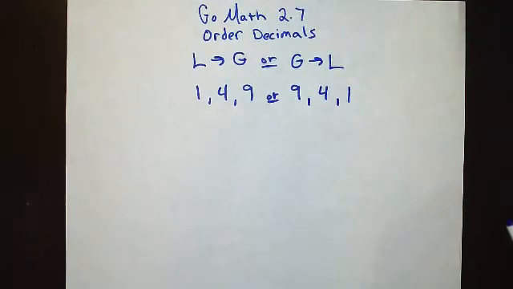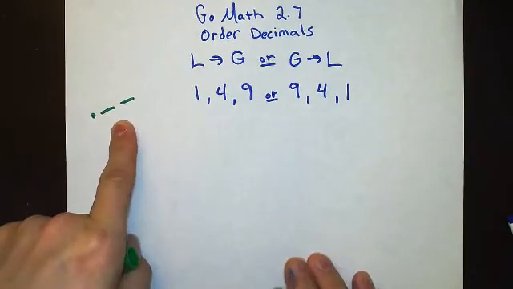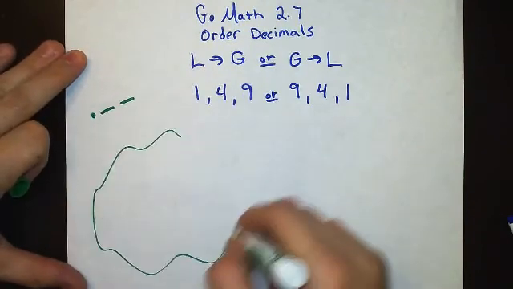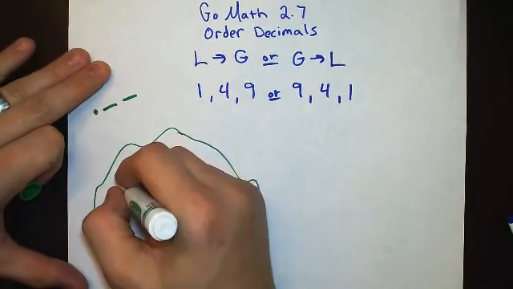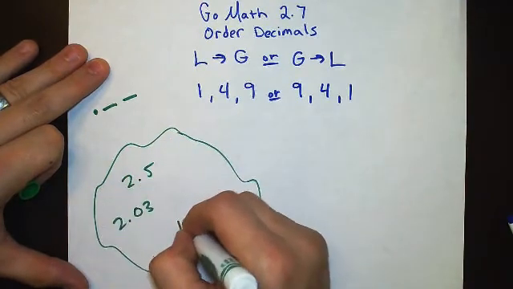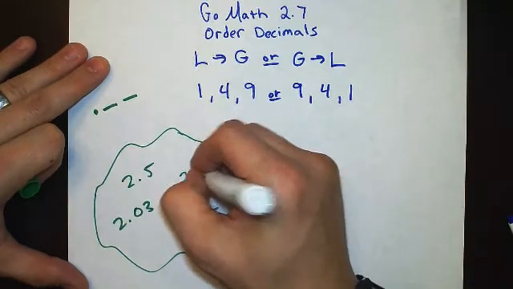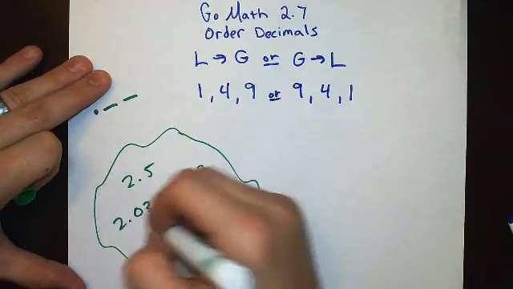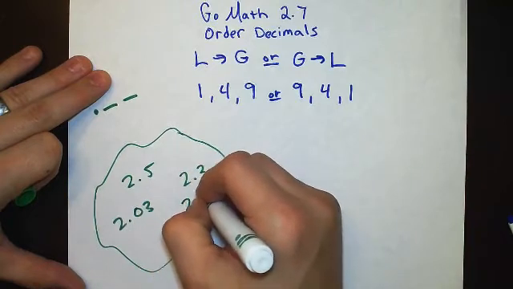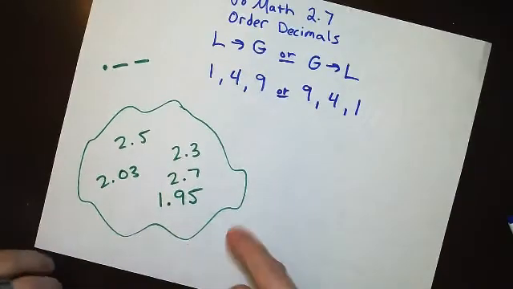So back in the other last video, in 2.6, I really stressed that you want to put everything to have 2 places past the decimal. So I'm going to throw some random decimal numbers here. Let's do 2.5, 2.03, 1.95, 2.3, and we'll do a 2.7.